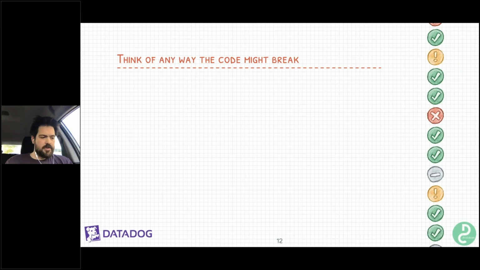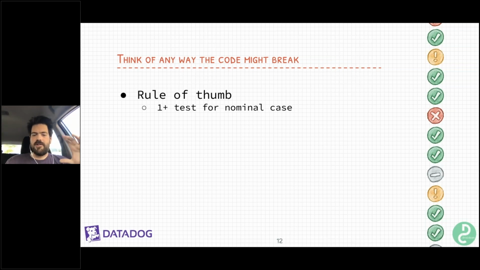So to understand what you want to test, basically you need to think of any way the code might break. To give you a rule of thumb, usually you're going to have at least 1 test for the nominal case. So that is, you're testing when everything is working correctly, there is no error, the input is perfect. You have at least 1 test for that.